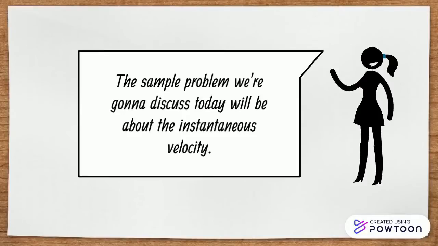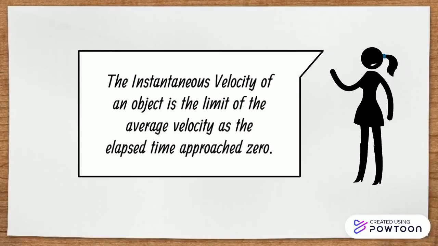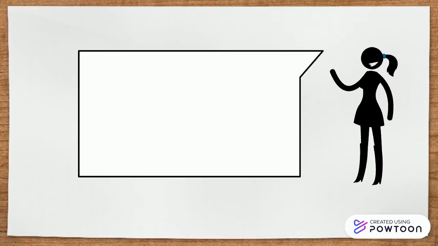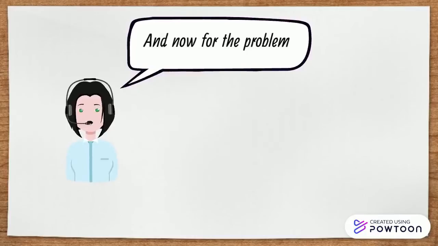The problem we are going to discuss will be about the instantaneous velocity. The instantaneous velocity of an object is the limit of the average velocity as the elapsed time approaches zero. To get this, we need to solve the derivative of distance, or we will use the variable s, with respect to time, or t, which can be written as the derivative of position with respect to time is equal to the instantaneous velocity. And now for the problem.